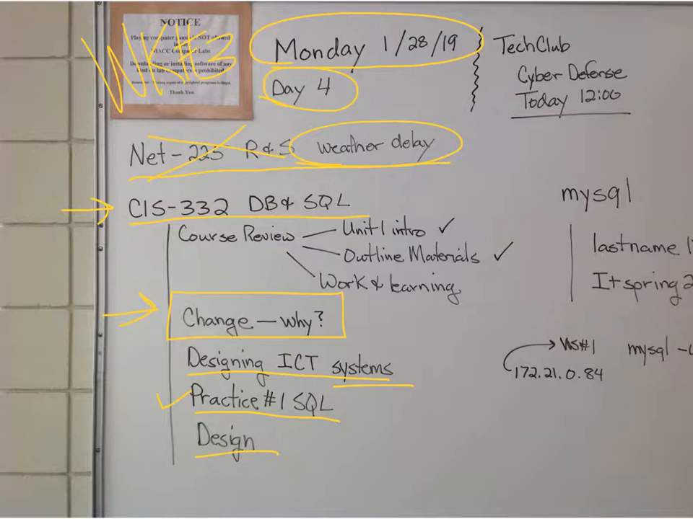First, we reviewed some course items. Unit 1, the intro course, we talked a little bit about that, and we looked at the outline materials. People need to be filling in their outlines, and they need to check and make sure their outlines are set so other students can comment on it. We talked a little bit about doing the work and learning.